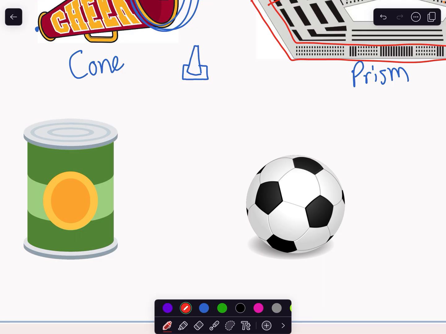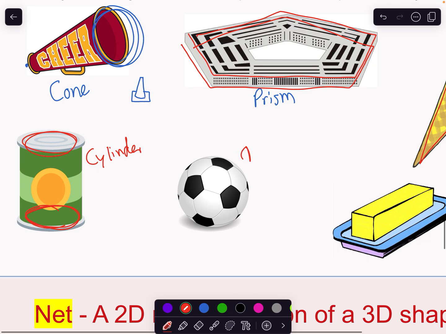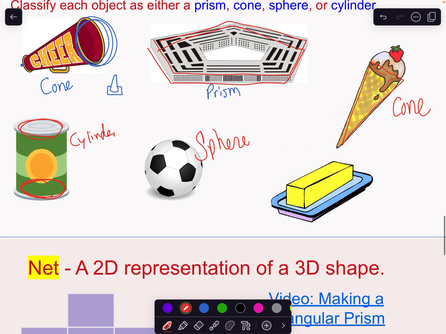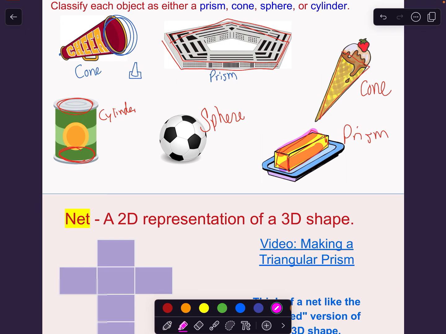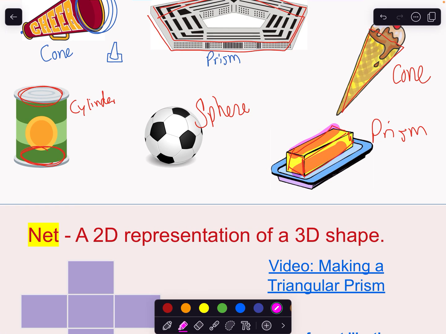This can of soup or vegetables or whatever, that's a cylinder, right? Two circular bases and a curved surface all the way around. Ball's a sphere. Any ball would be a sphere. One big curved surface. And then they're talking about this stick of butter here, right? So this would be a rectangular prism, because you've got a base on the bottom and a base on the top, and they are parallel to each other, and they're the same size.